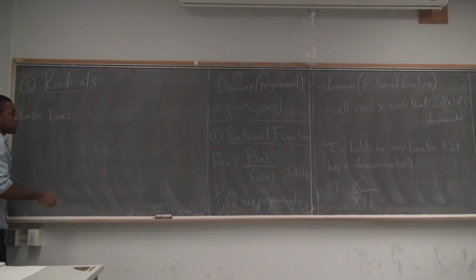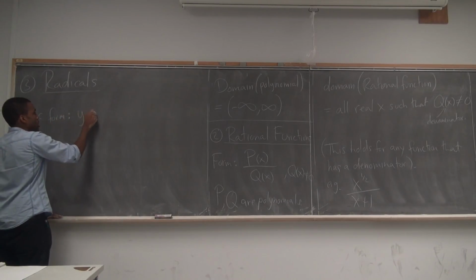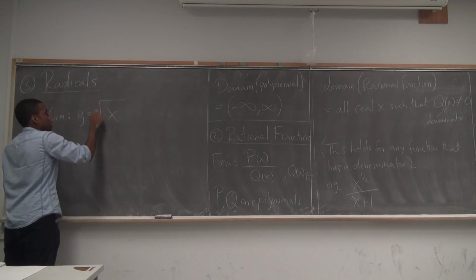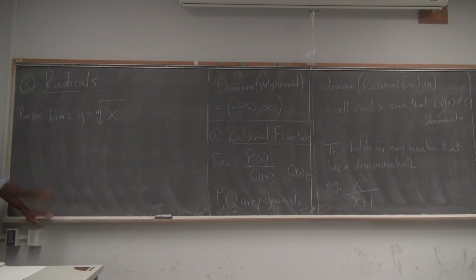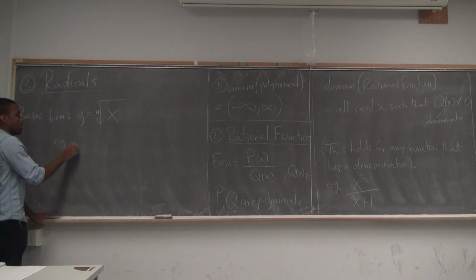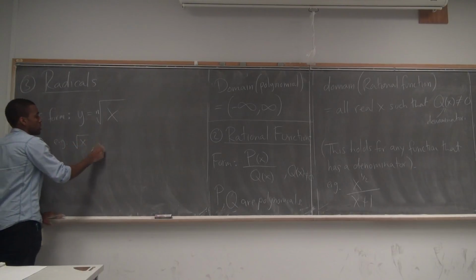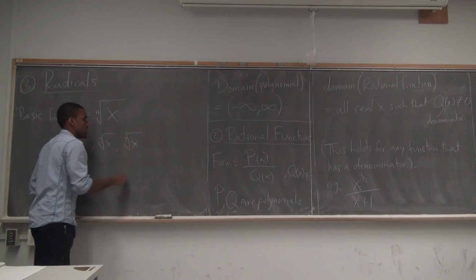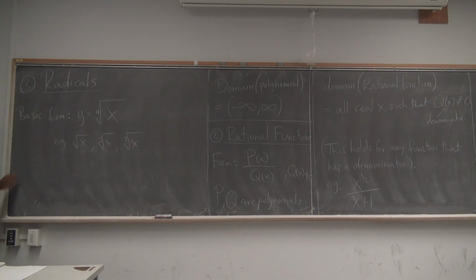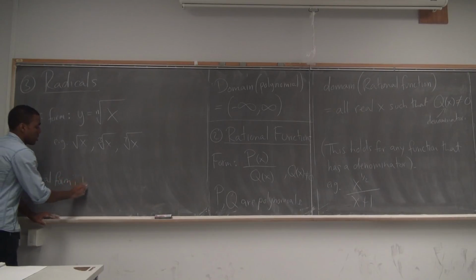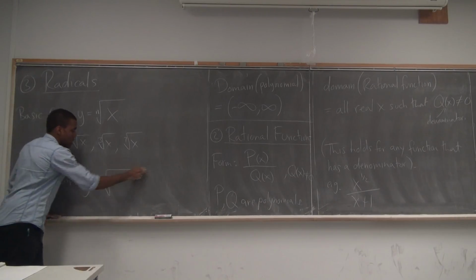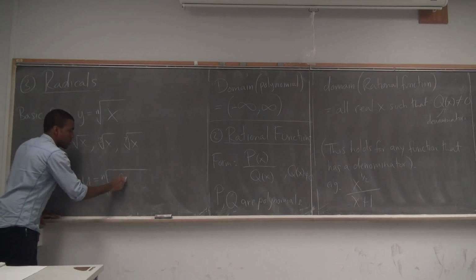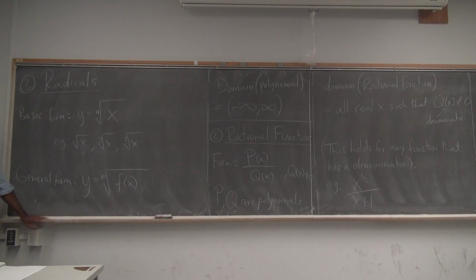Let's look at the basic form first. This is something like y equals the nth root of x. For example, the square root of x, or the cube root of x, or the seventh root of x. A more general form would be y equals the nth root of some other function that's under this radical.